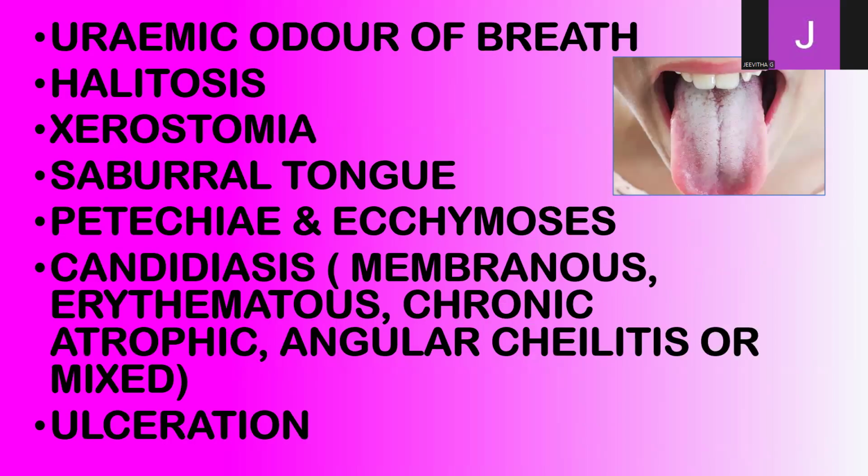We can notice a halitosis followed by uremic odor of breath. There can be xerostomia and also saburral tongue, which is nothing but white coating all over the tongue. There can be presence of petechiae and numerous ecchymosis in various parts of the oral cavity, and also presence of different forms of candidiasis like erythematous candidiasis, pseudomembranous candidiasis, angular cheilitis, atrophic candidiasis, or a mixture of all of these.